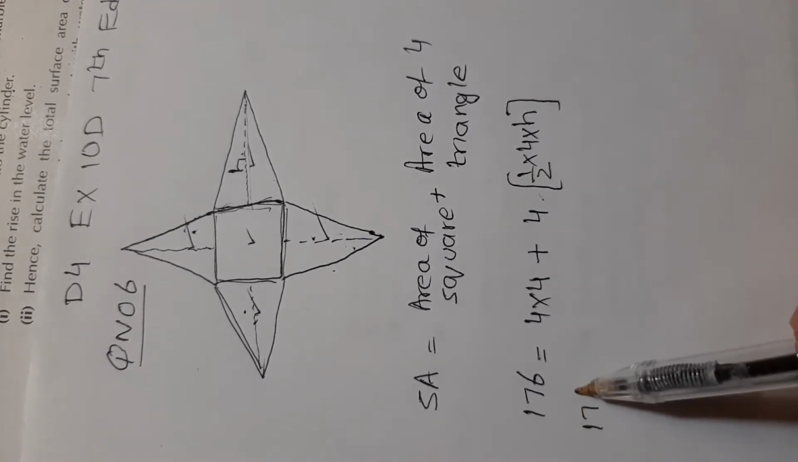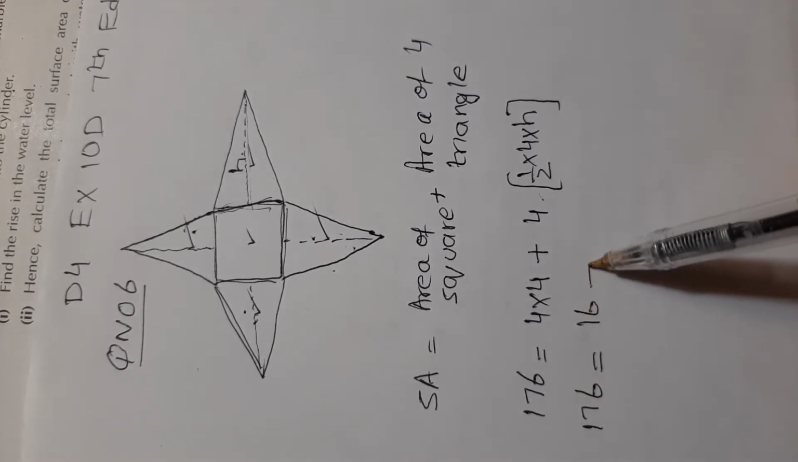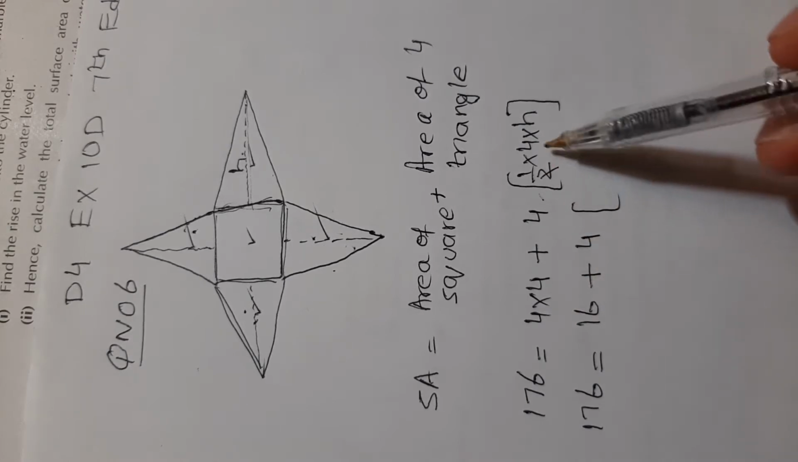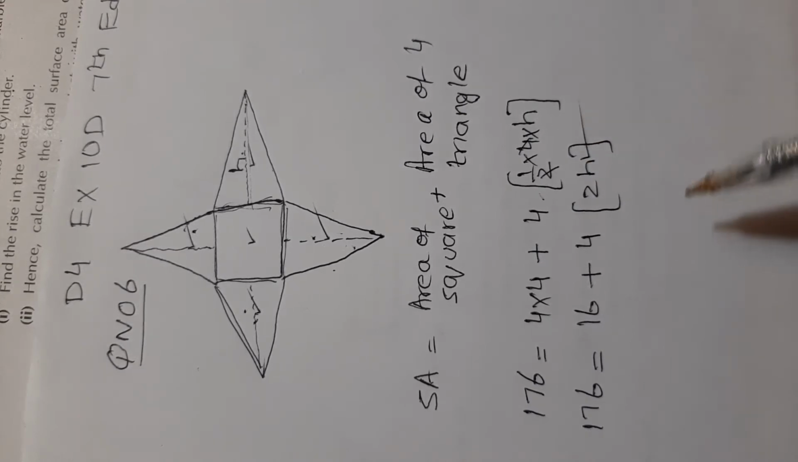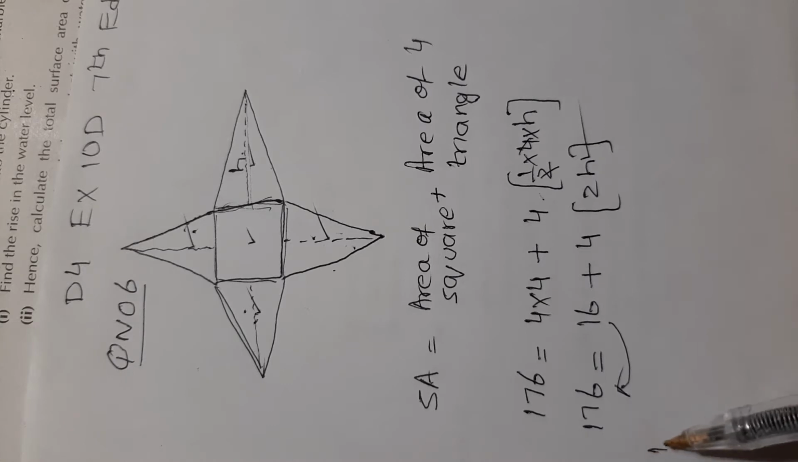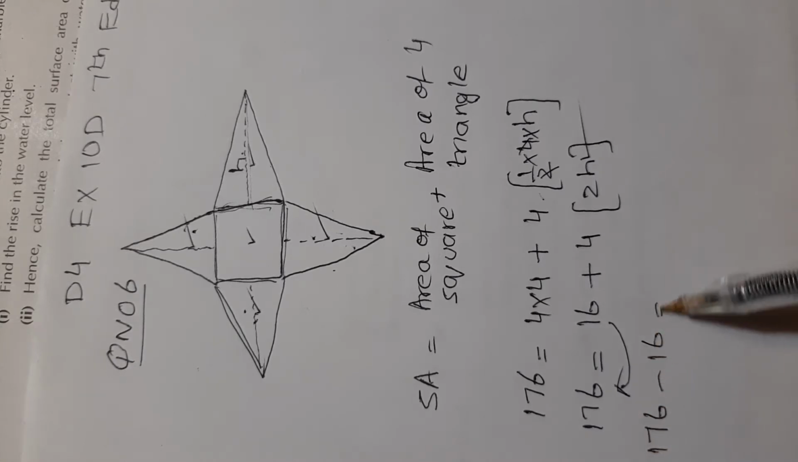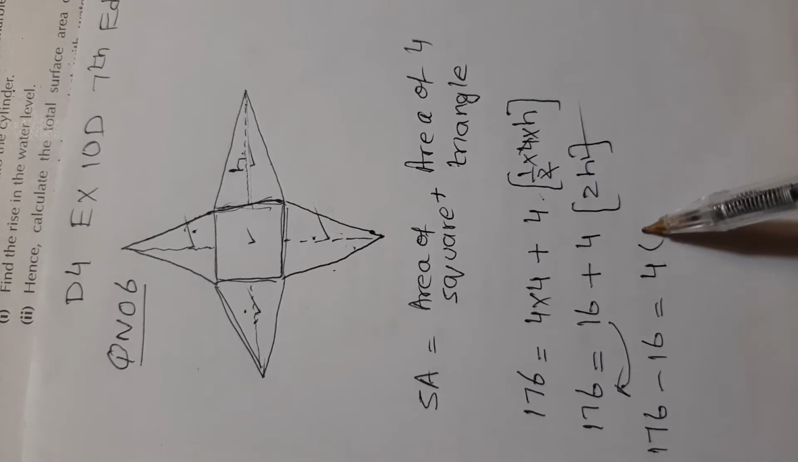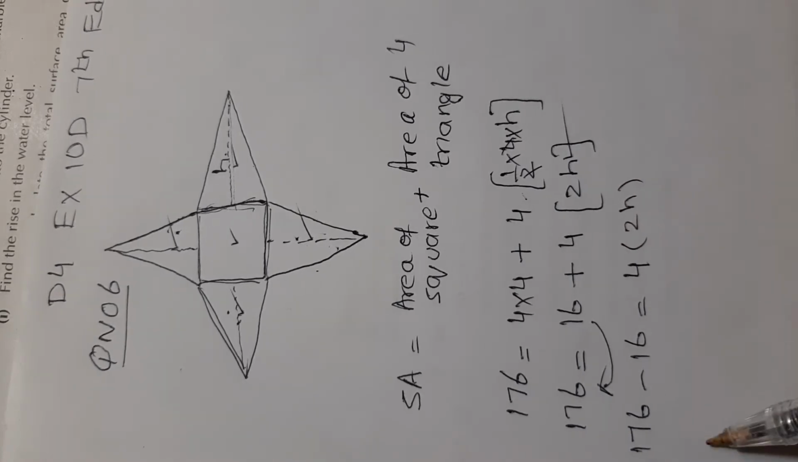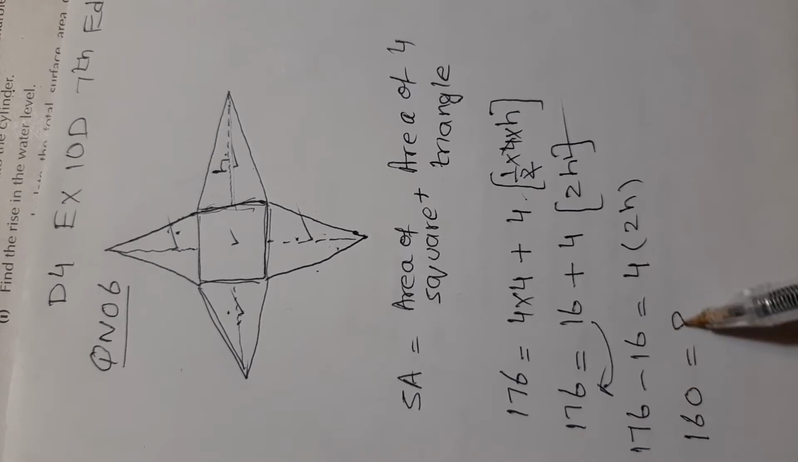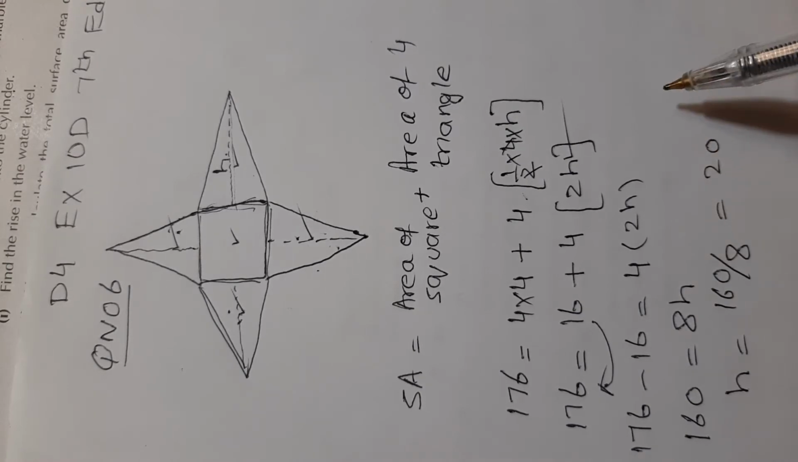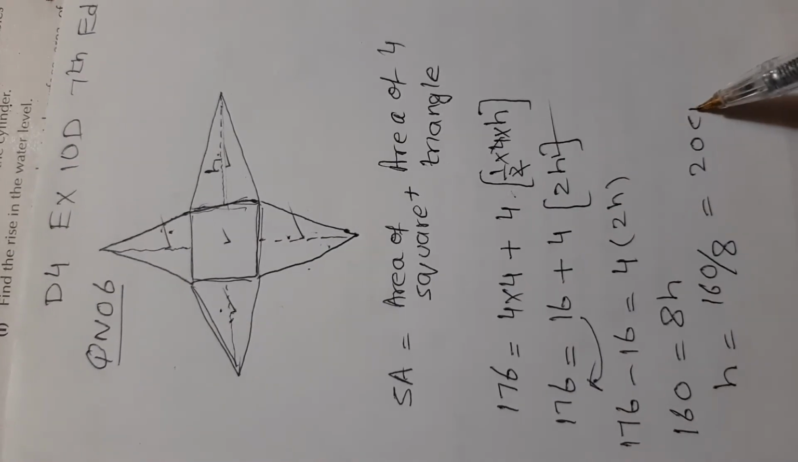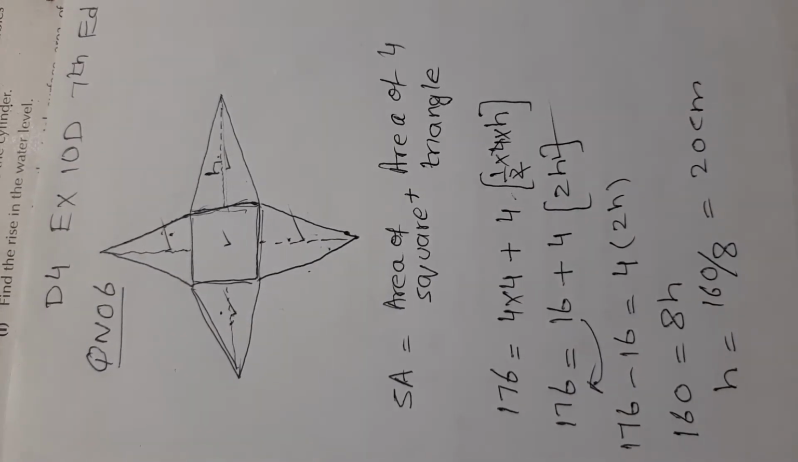So from here 176 is equal to 4 into 4, 16, plus 4, and this 2 and 4 can be simplified, it will become 2h. I need this one, I need h. First of all, move 16 over here. 176 minus 16 is equal to 4 into 2h. Okay, that is 160 is equal to 8h, and h will be equal to 160 over 8. Well, that is 20. And what will be the unit? Obviously it will be centimeter. So the slant height is 20 centimeter for this one.